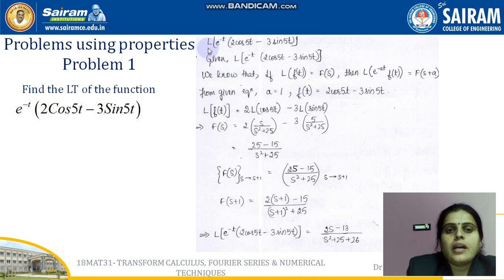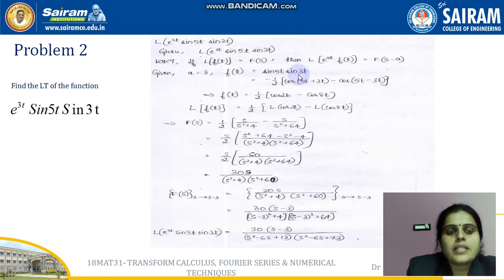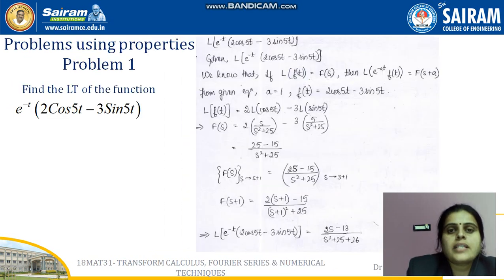So take L of e to the power of minus t times 2 cos 5t minus 3 sin 5t. This is the given function. What we can do is split it, since it is a difference of two functions. Let us take L of f of t as F of s, that we know by the definition. And here f of t is the first function, that is e to the power of minus t into 2 cos 5t.